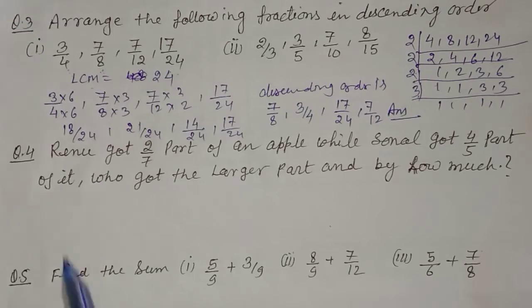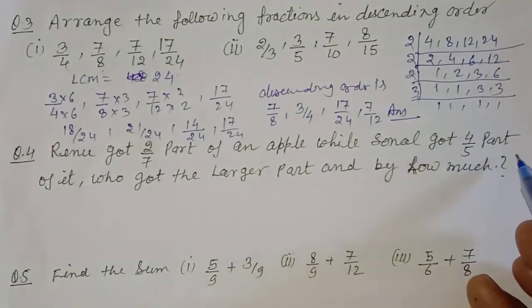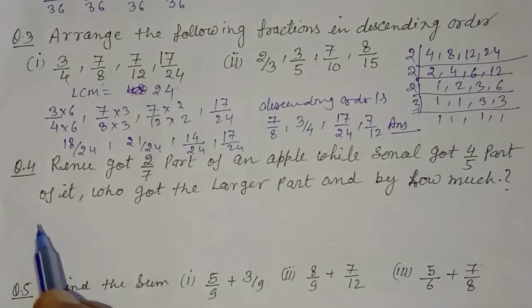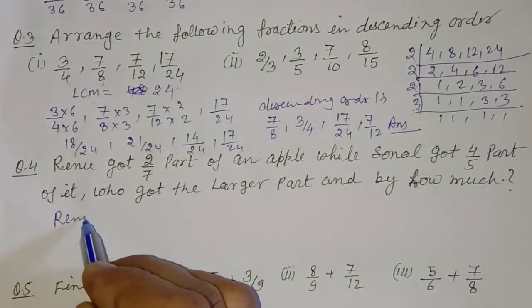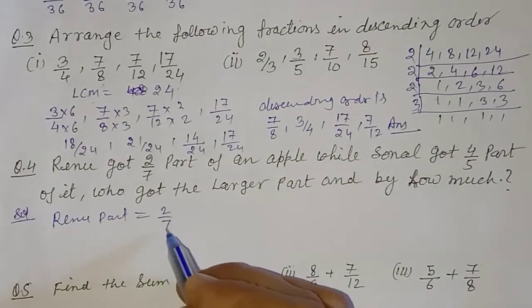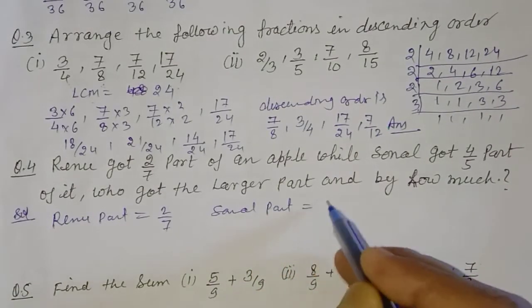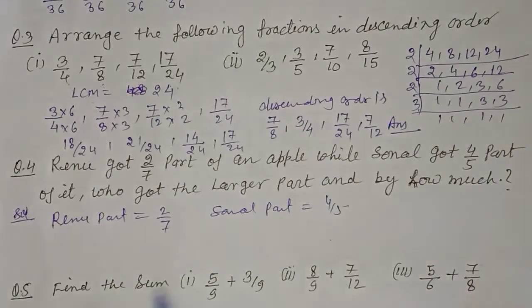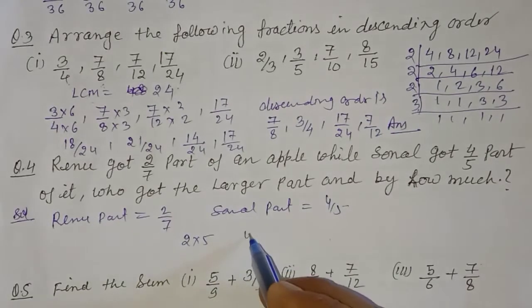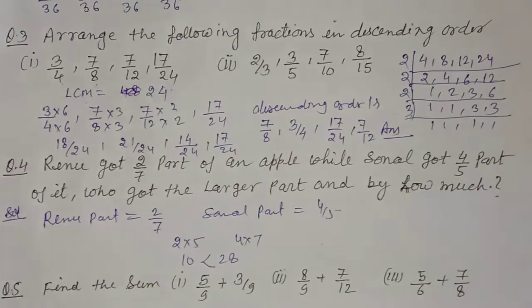Now students, question number 4. Renu got 2/7 part of an apple while Sonal got 4/5 part of it. Who got the larger part and by how much? So students, Renu's part is 2/7 and Sonal's part is equal to 4/5. So students, by cross multiplication method, 2 into 5 or here 4 into 7. So 10, 28. So 10 is smaller than 28.